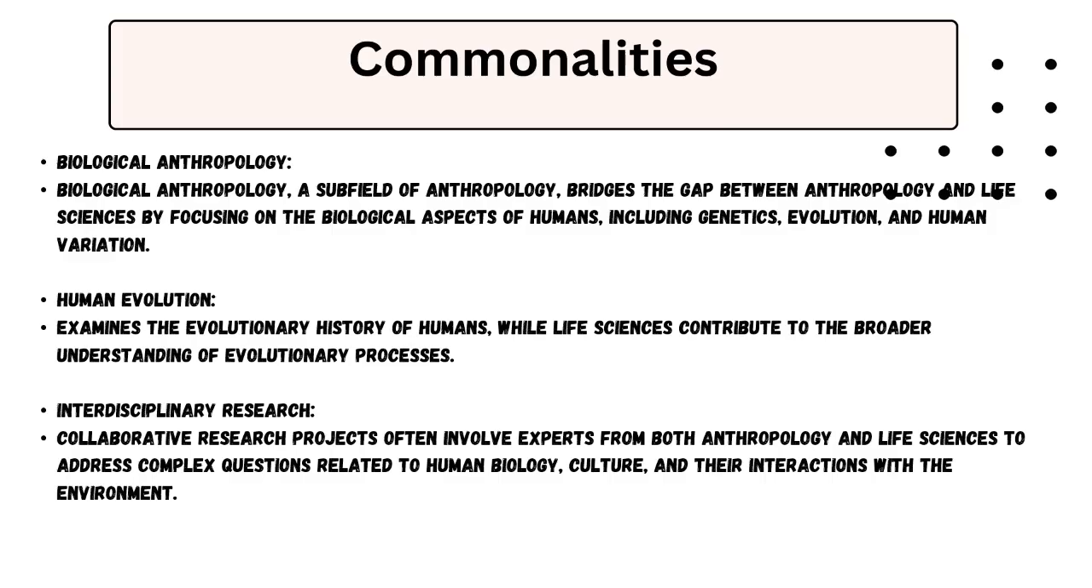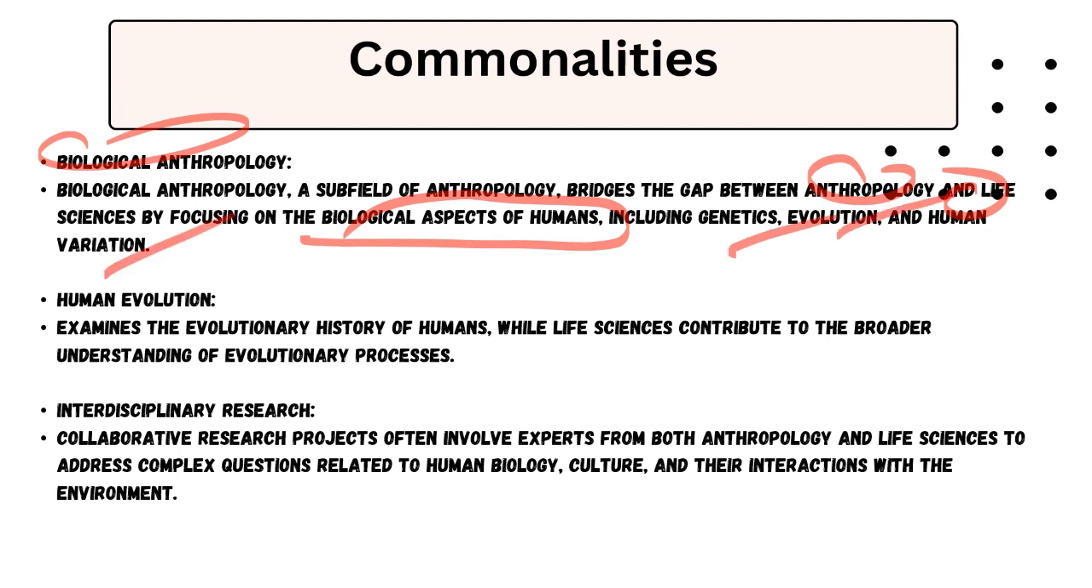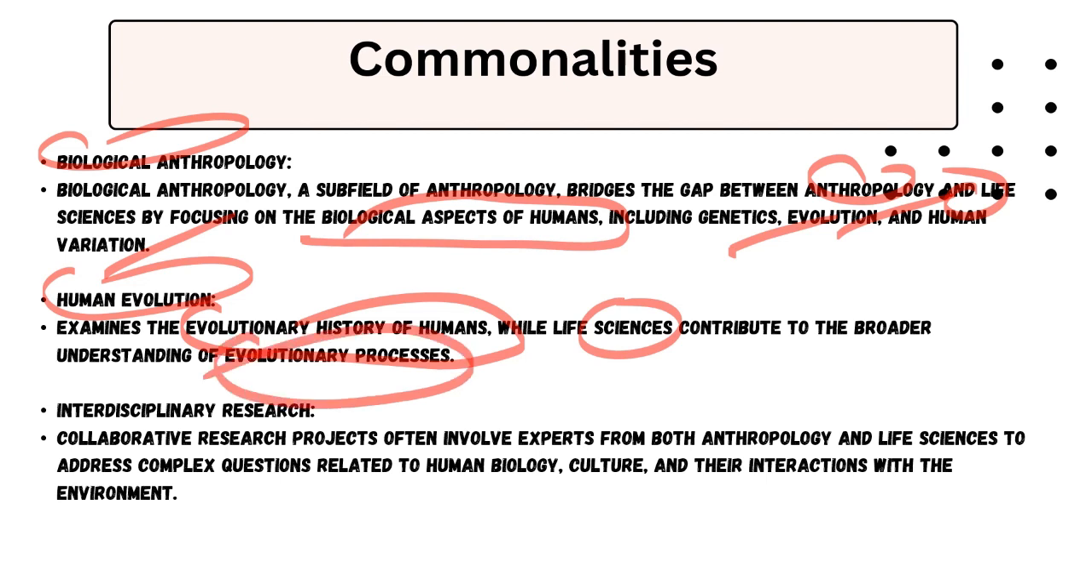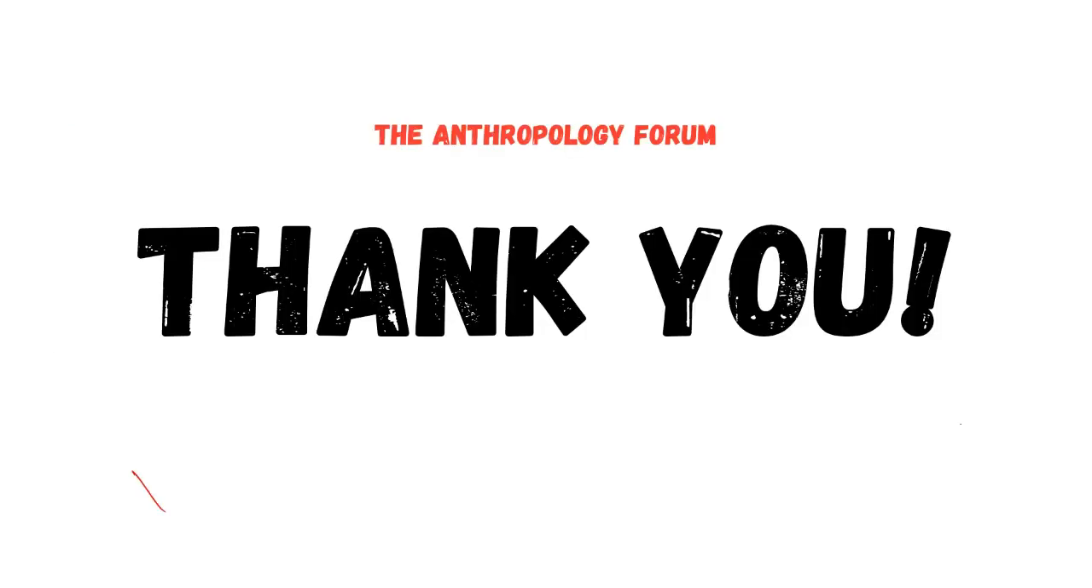Let's discuss the commonalities now. Biological anthropology bridges the gap between anthropology and life sciences by focusing on biological aspects of humans. That includes genetics, evolution, and human variation. Then, human evolution. Biological anthropology examines the evolutionary history of humans, whereas life sciences try to understand the evolutionary processes. Next, interdisciplinary research. Scientists from both fields collaborate in research projects to address issues related to human biology, culture, etc. We have completed the discussion on chapter 1.2.